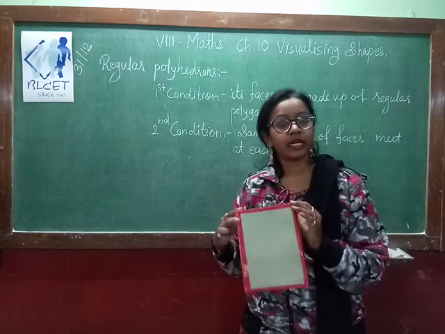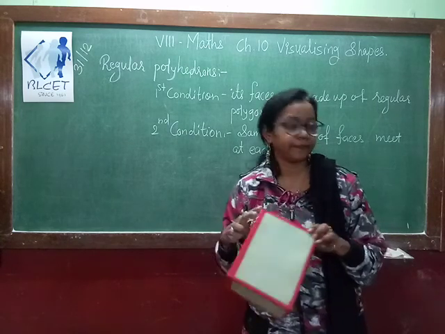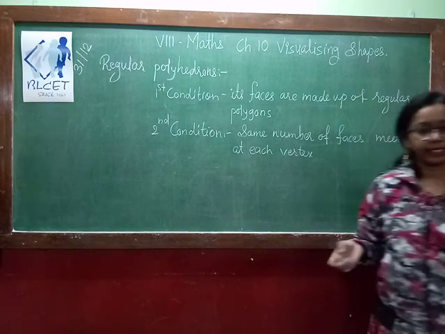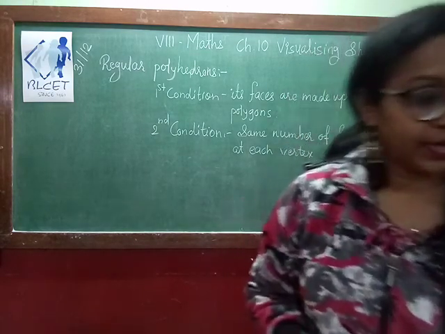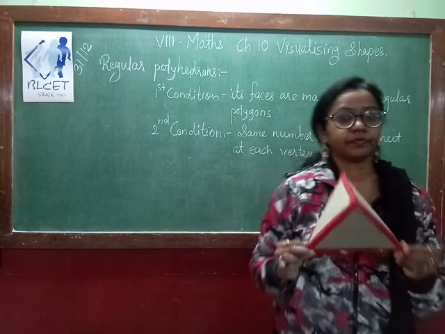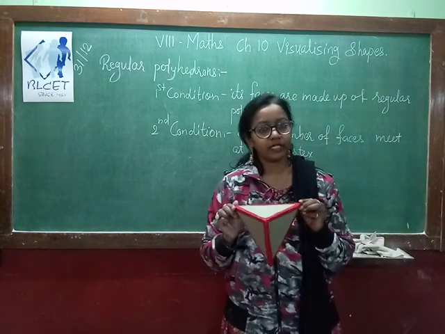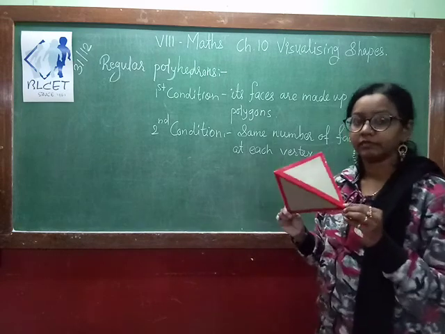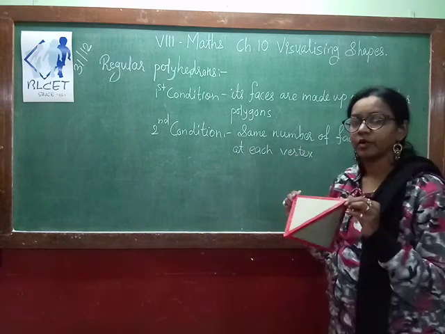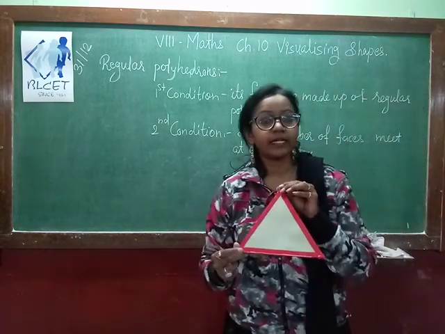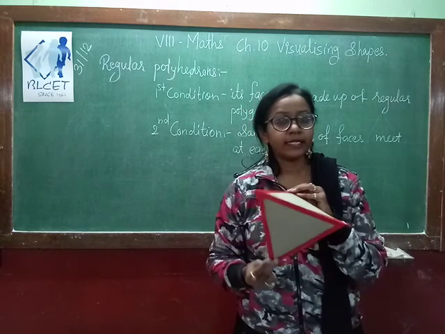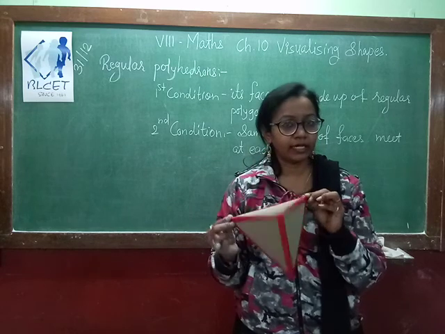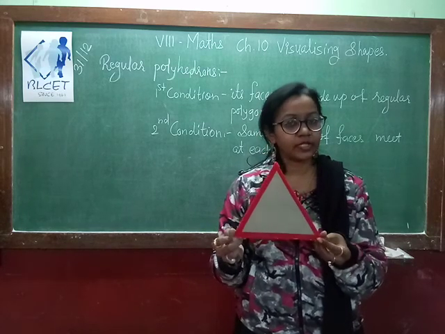So here the first condition itself is not satisfied. So we will not check the second criteria. Now we will see the triangular pyramid. So we check the first condition. Its faces are made up of regular polygons. We have seen that a triangle is a regular polygon and this is a triangular pyramid. Each and every face is a triangle. Okay, so the first condition is fulfilled.